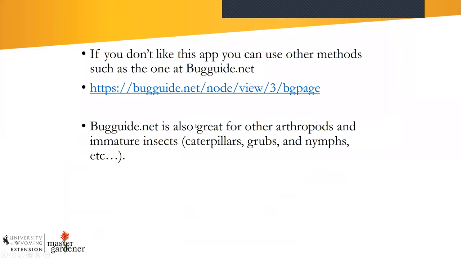So there are other apps out there. The one of Bug Guide is kind of a really simplified one. Bug Guide is a really great place to learn about other arthropods. It also includes a lot of information about the immature stages. The other thing about the Discover Life site is it has a whole bunch of information on plants, vertebrates such as frogs and lizards, those types of things. So again, kind of useful if you have an interest in nature.